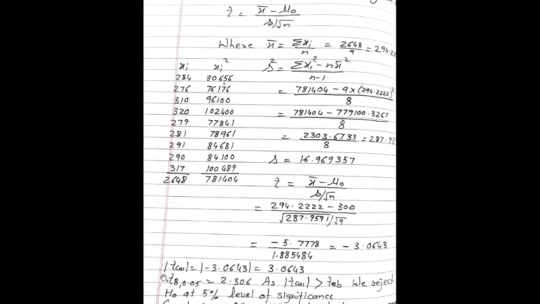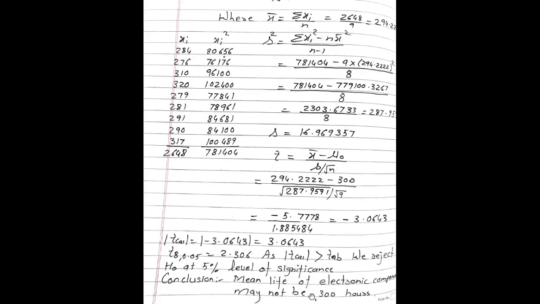So we can write mod t calculated is equal to mod of minus 3.0643, which becomes positive 3.0643. Then we will compare this value with the table value. For 8 degrees of freedom and 5% level of significance, the value is 2.306. So as mod t calculated is greater than t tabulated, we reject H naught at 5% level of significance. So the conclusion can be written as mean life of electronic components may not be 300 hours.